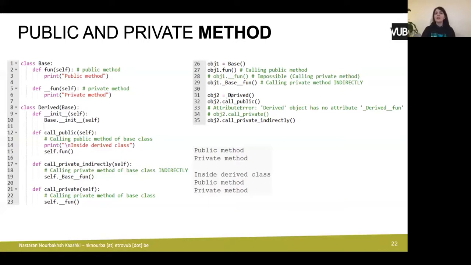So in the derived class here, I can call this function, which is calling the public function of the parent class. But if I call this one called private, it cannot be called, because it says that the derived class has no attributes of derived fun or even fun. But if I call this one, it goes correctly, so it has base fun.